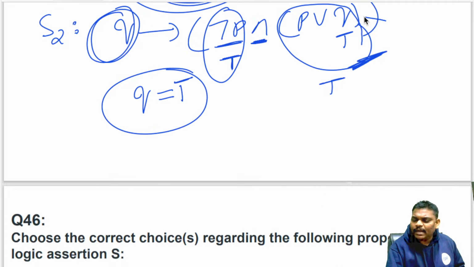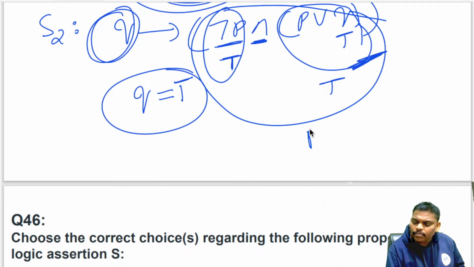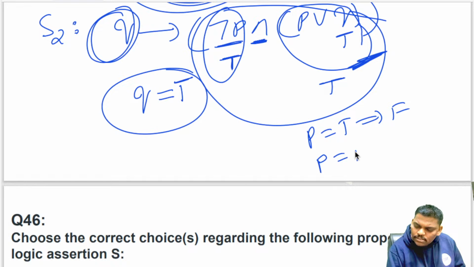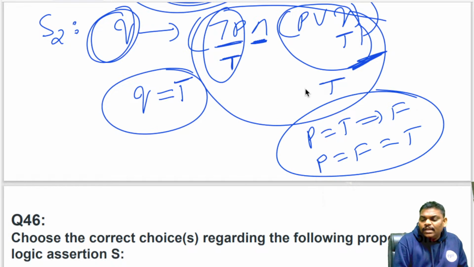So anything can happen. If P is true, negation P becomes false. If P is false, it becomes true. So anything can happen. From the left, I cannot conclude the right. So S2 fails.